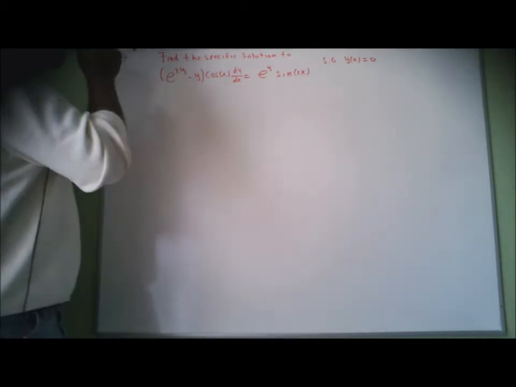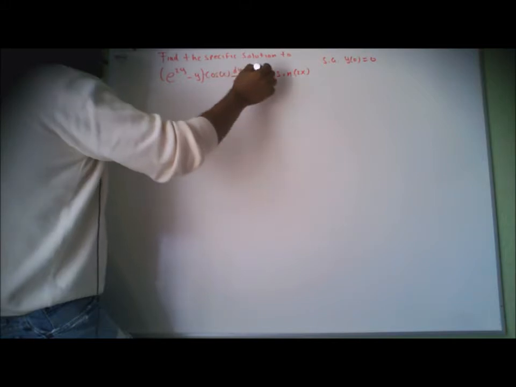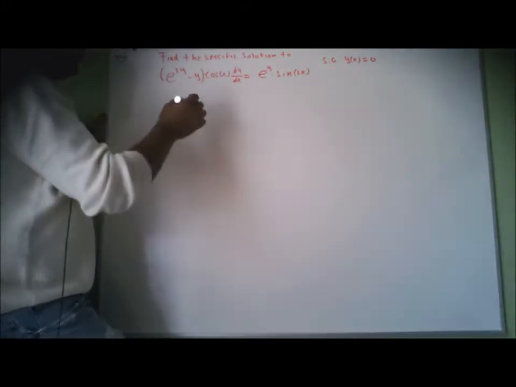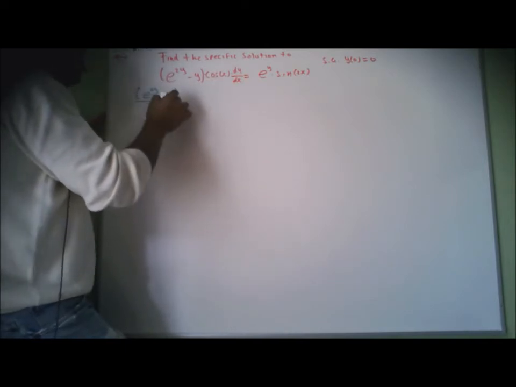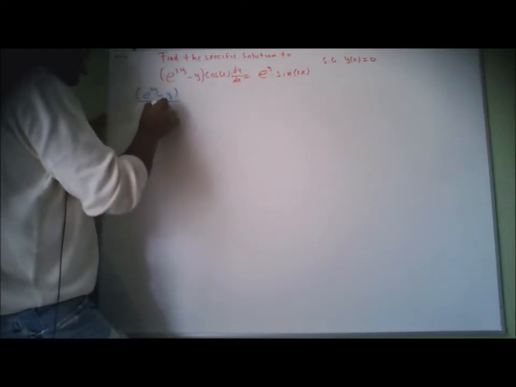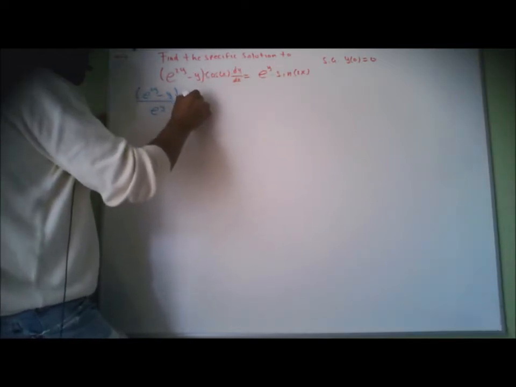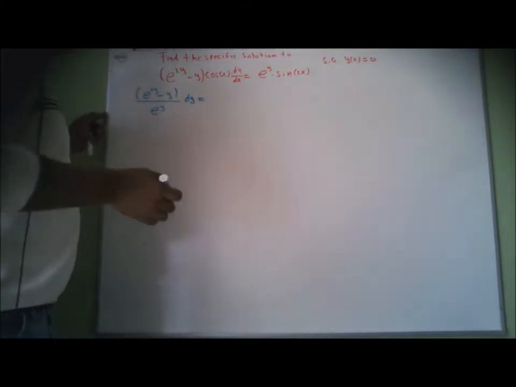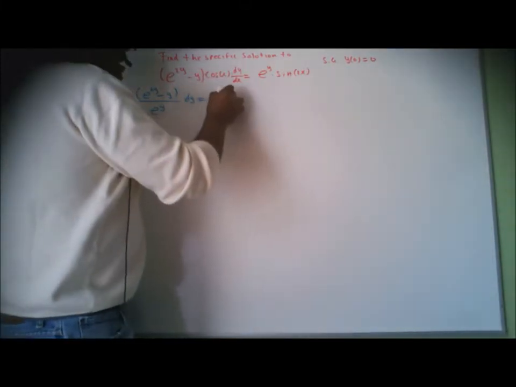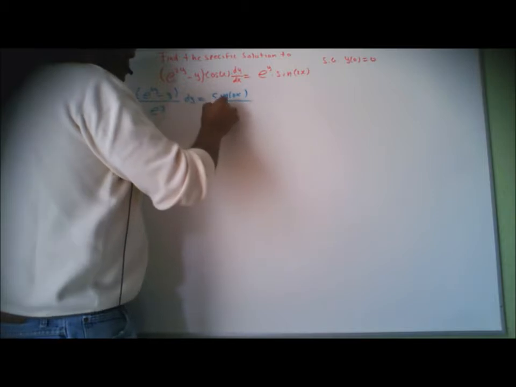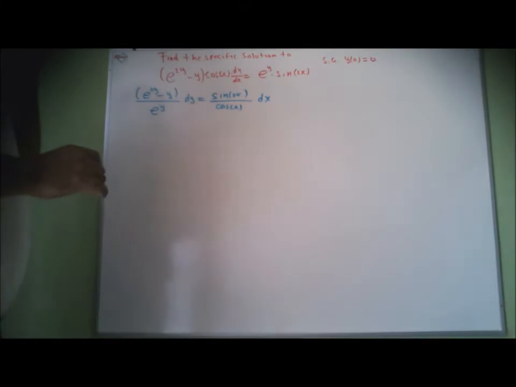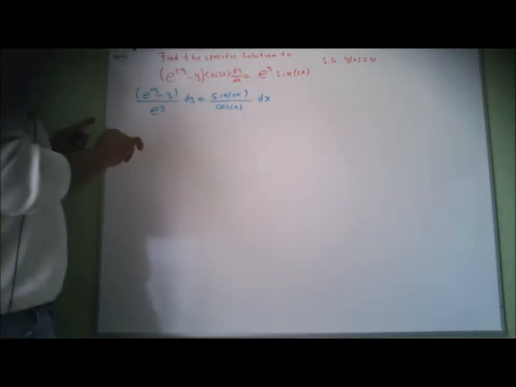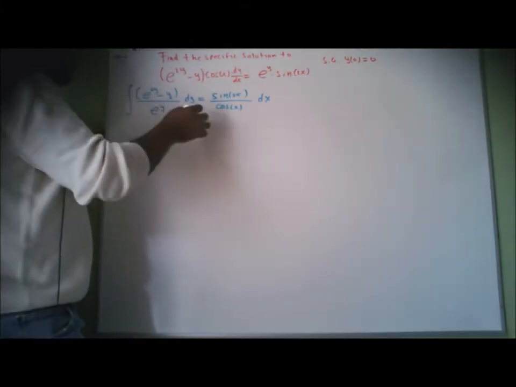Because here I see everything is in a multiplication, so it's possible to be a variable separable differential equation. So, exponential of 2y minus y over, as a division, exponential of y, and here I'm going to leave only the differential of y, equal to sine of 2x over cosine of x, and then differential of x. Now the next step is to take the integrals.